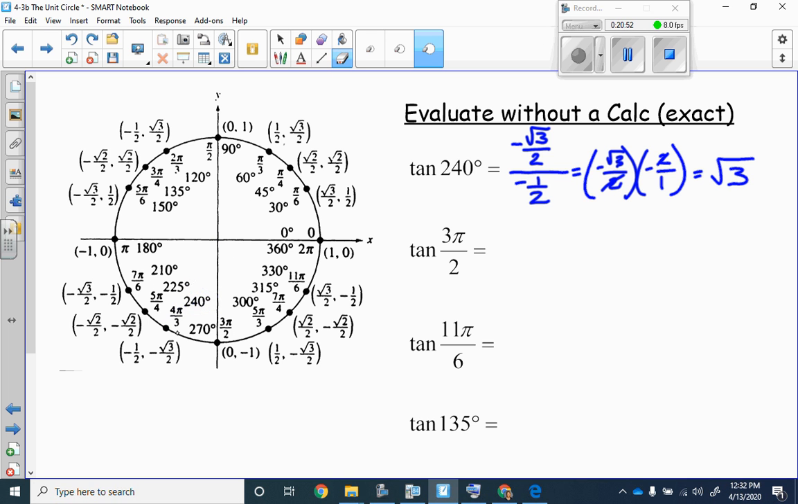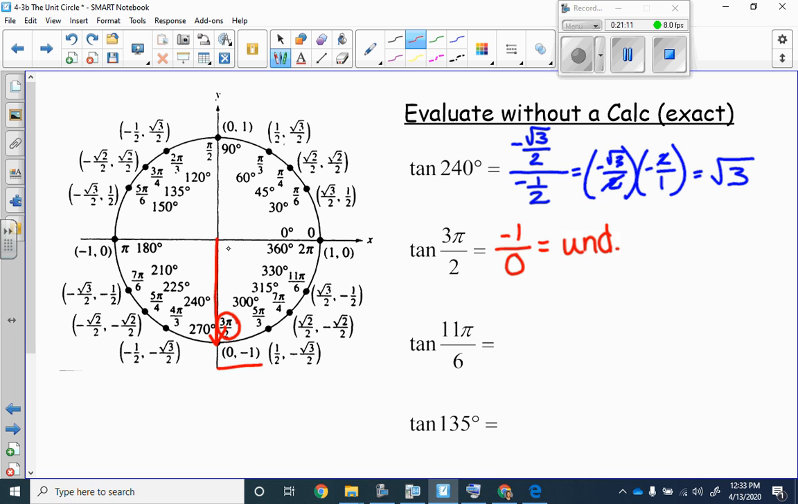How about tangent of 3 pi over 2? So 3 pi over 2 puts me right here. Here's my coordinates. So I take the y value, which is negative 1, and divide that by 0. And anything divided by 0 is undefined. You have a vertical line. Your rise is negative 1, but your change in x is 0. So you can't divide by 0. Therefore, it's an undefined slope. It's a vertical line.